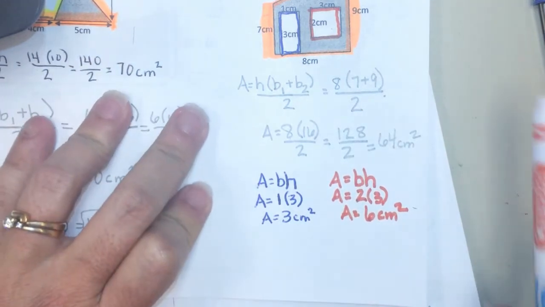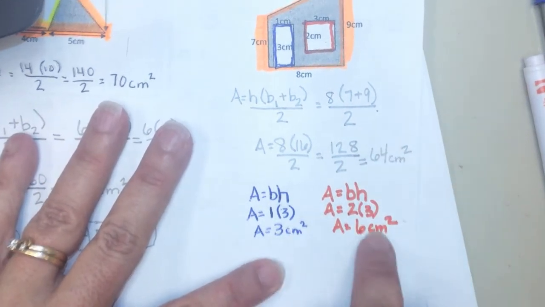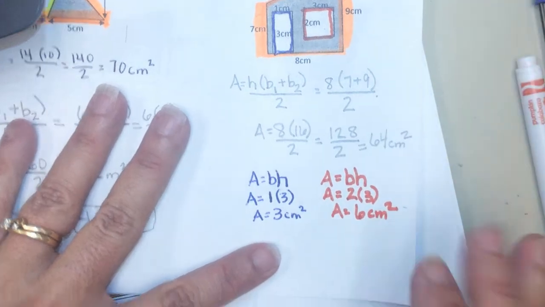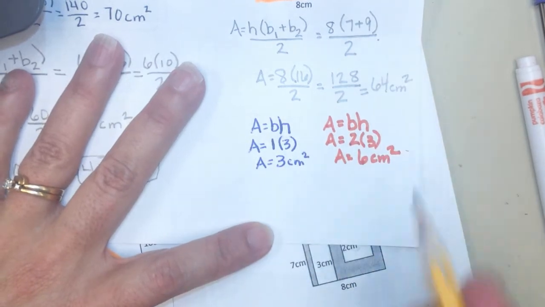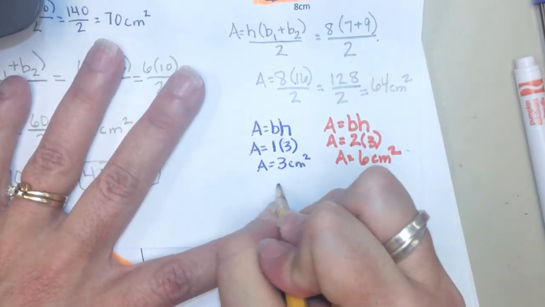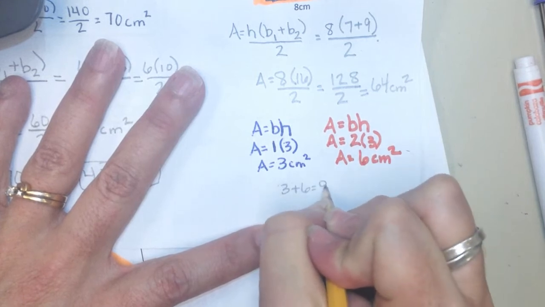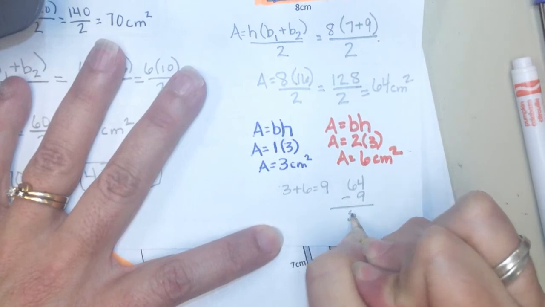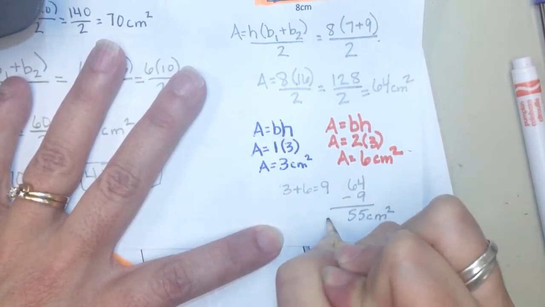Okay. Now, let's think about it. We got 3 numbers. We got a trapezoid and 2 rectangles. Yes. And some of you might do subtract and subtract again. It's fine. It doesn't matter. I personally add 3 plus 6. I get the 9. And then I do 64 minus 9, which is 55 centimeters squared.